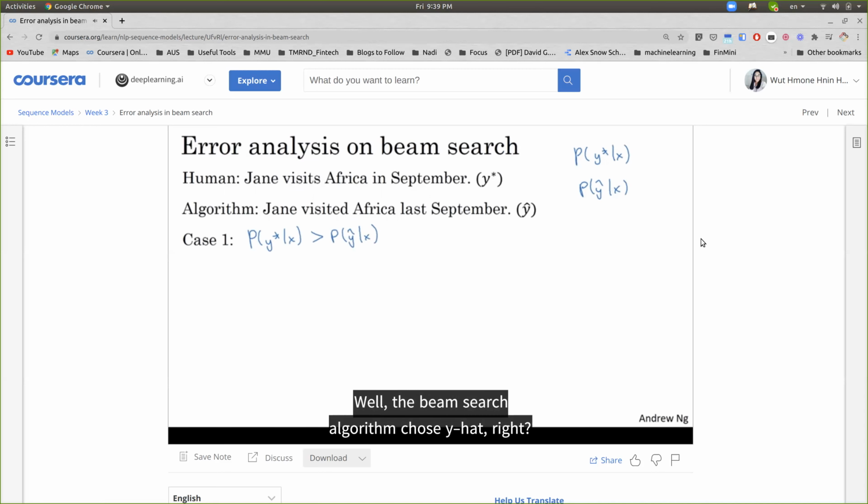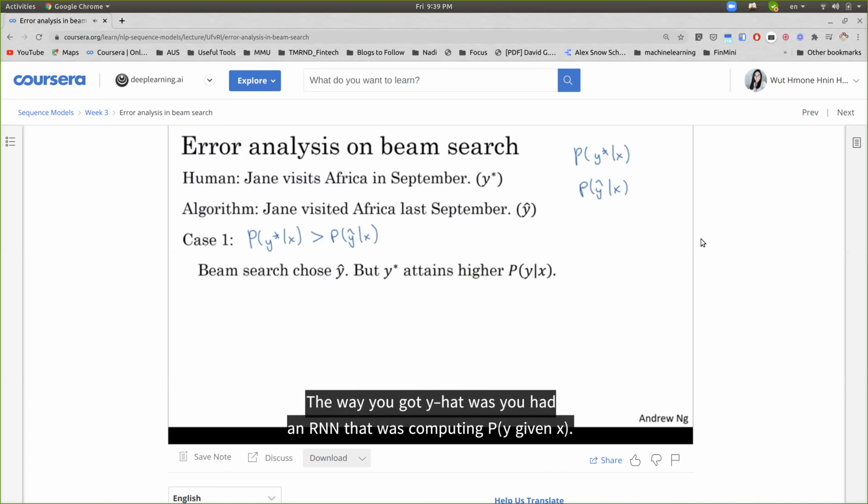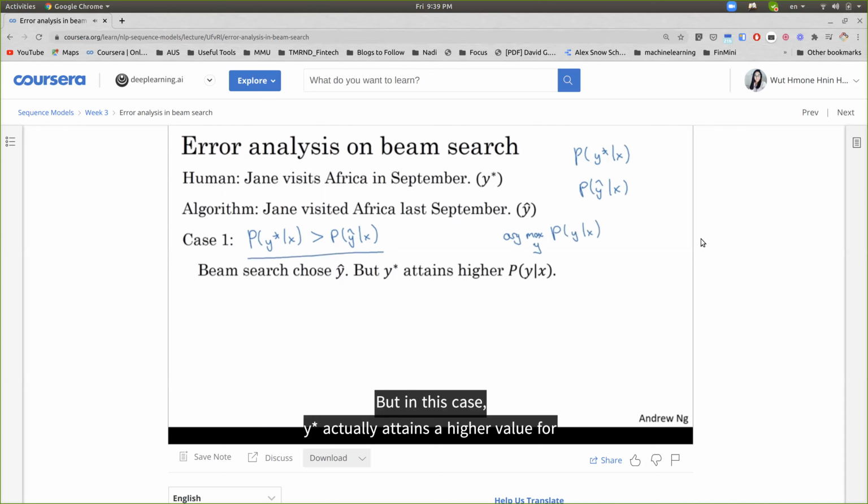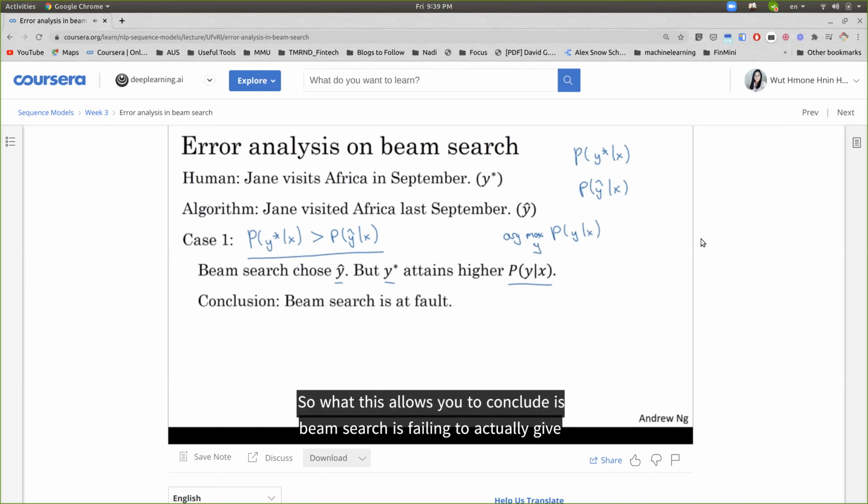Well, the beam search algorithm chose Y hat, right? The way you got Y hat was you had an RNN that was computing P of Y given X, and beam search's job was to try to find the value of Y that gives that argmax. But in this case, Y star actually attains a higher value for P of Y given X than did Y hat. So what this allows you to conclude is beam search is failing to actually give you the value of Y that maximizes P of Y given X. Because the one job that beam search had was to find the value of Y that makes this really big, but it chose Y hat, but Y star actually gets a much bigger value. So in this case, you could conclude that beam search is at fault.